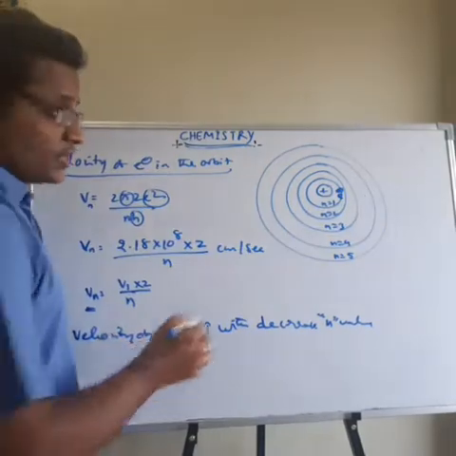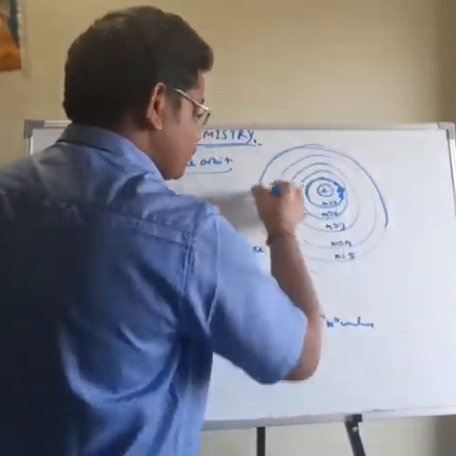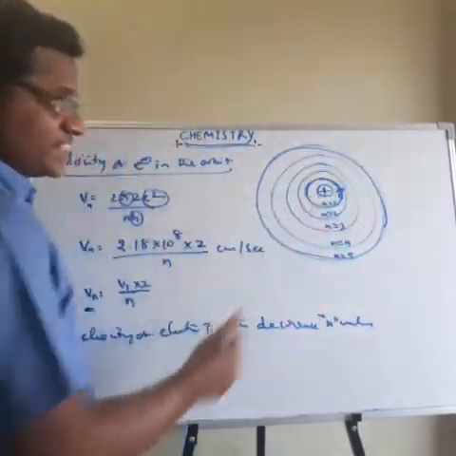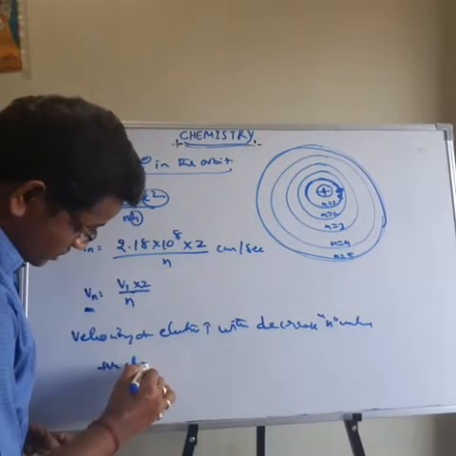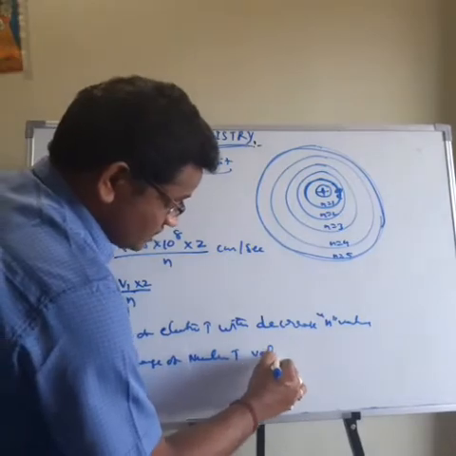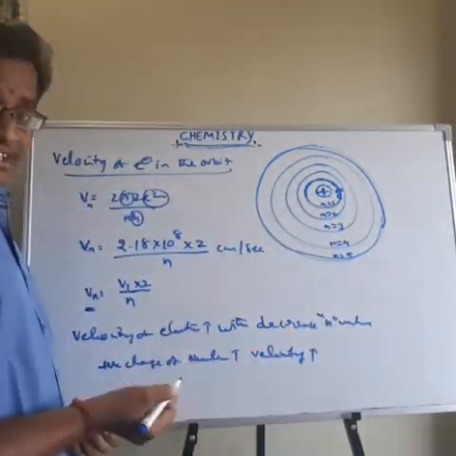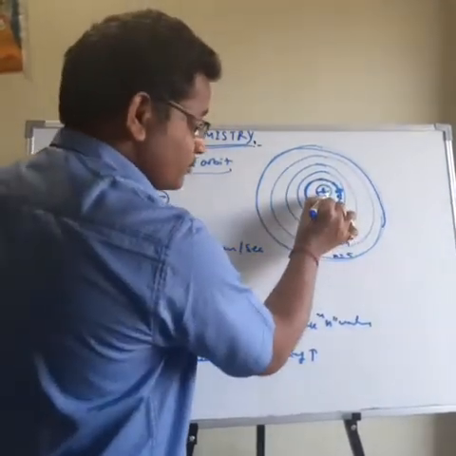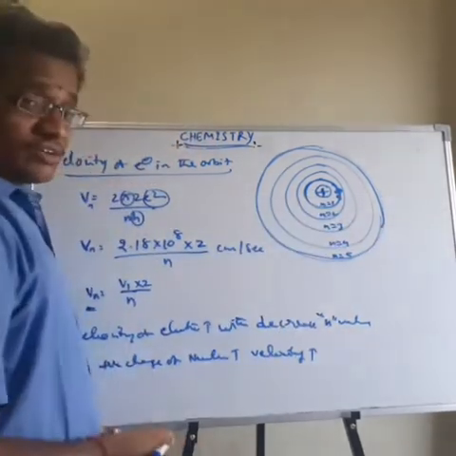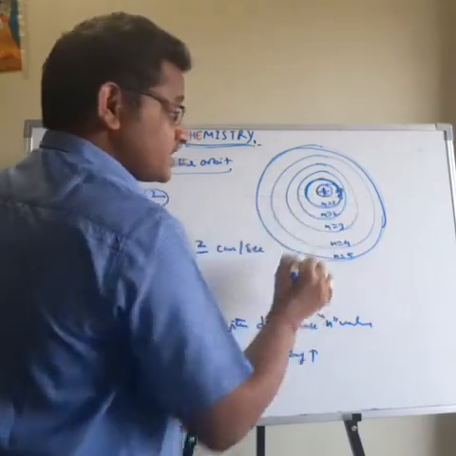In the first orbital, its velocity is very high. The same electron present in the fifth orbital has less velocity because the positive charge of the nucleus effect decreases. Positive charge of the nucleus increases, velocity increases. Whenever the electron is away from the nucleus, the nuclear charge effect decreases. For example, for an electron present in the first orbital, the nuclear attraction on this electron is very high.